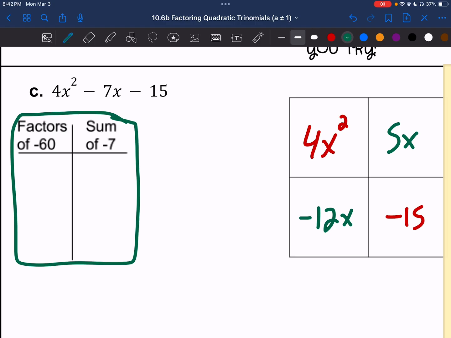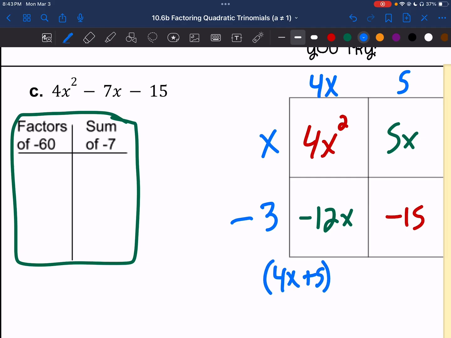If you need to use your factor tables here and keep listing them out, go for it. But if you can start seeing these without needing that right away, then start putting it right into the box method or right into grouping, and just jump past that starting point. So my first row, 4x squared and 5x, common factor is an x. My second row, negative 12x and negative 15, the negative sign comes out first, and then a 3 is my common factor. My first column, 4x squared and negative 12x, the common factor is 4x, and 5x and negative 15, common factor is a 5. So you have 4x plus 5 and x minus 3 as your two terms: 4x plus 5 and x minus 3.